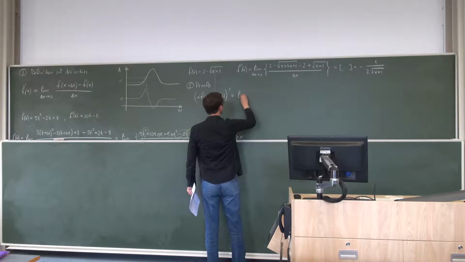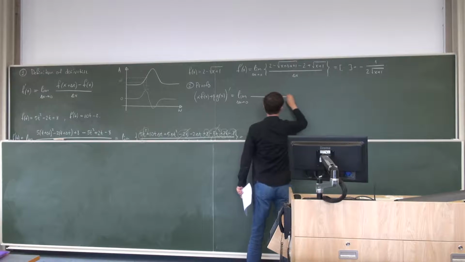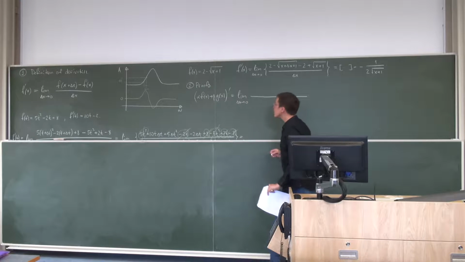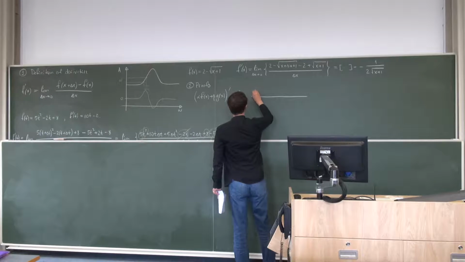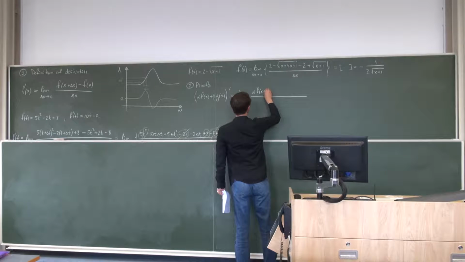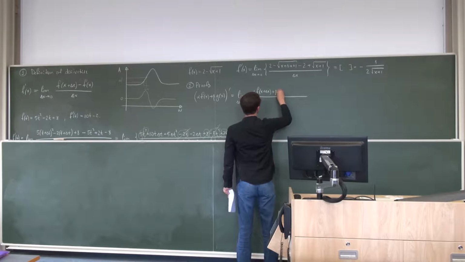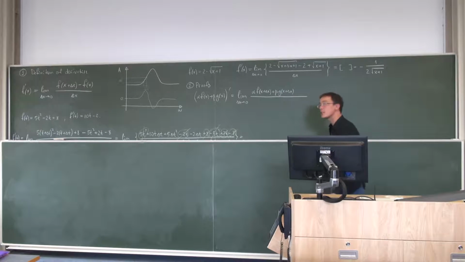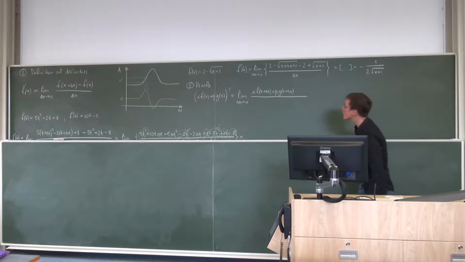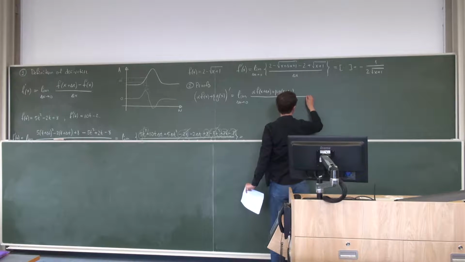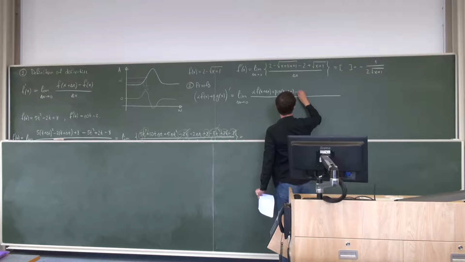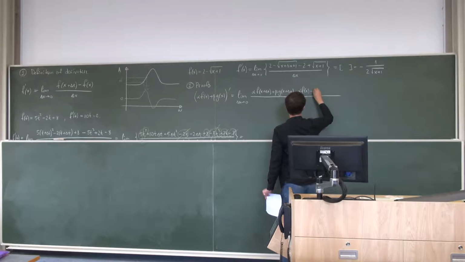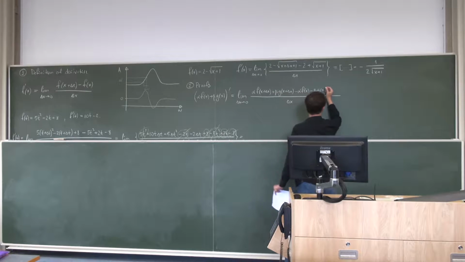We have a limit of delta x going to 0 of this entire crocodile that has been incremented, so alpha f of x plus delta x plus beta g of x plus delta x, where delta x is that infinitesimal increment which we will eventually put to 0, minus the original function, minus alpha f of x minus beta g of x, divided by delta x.